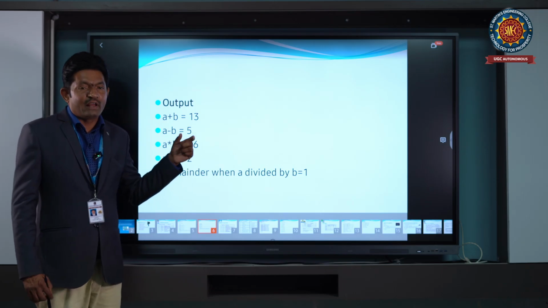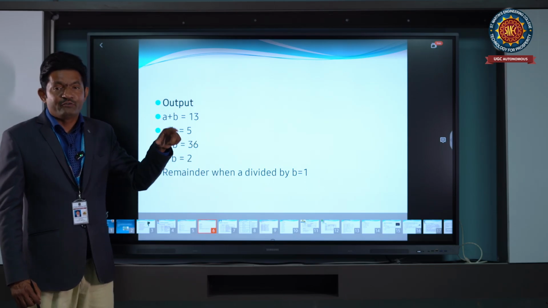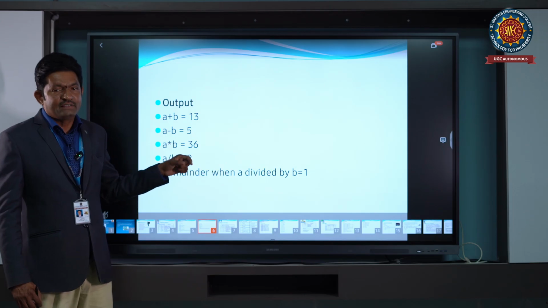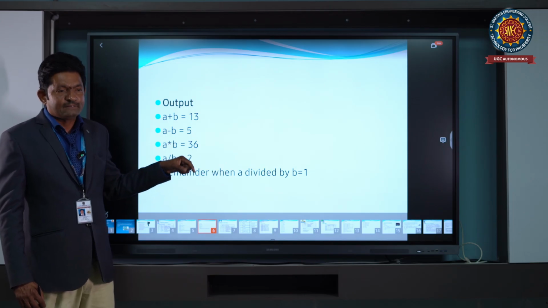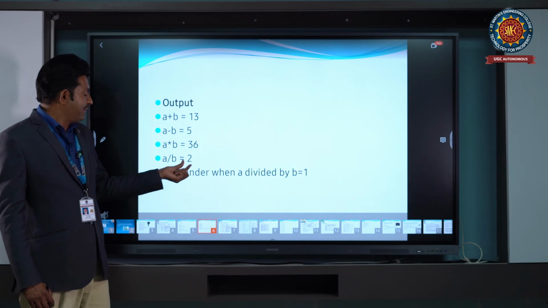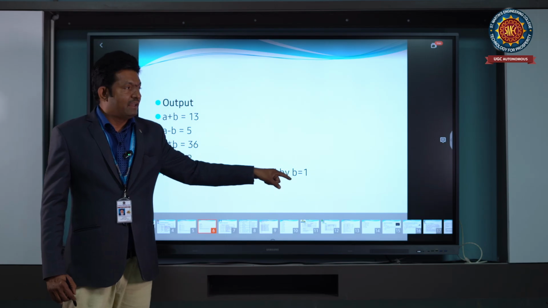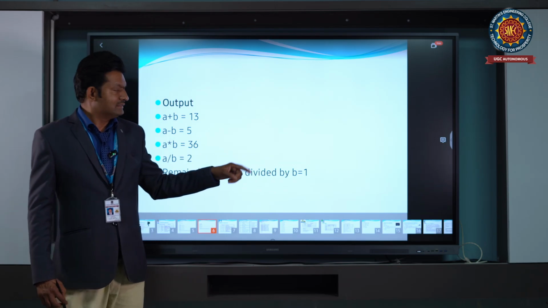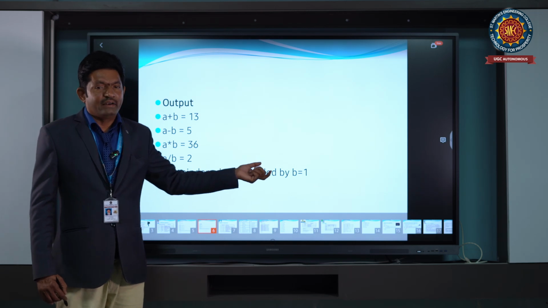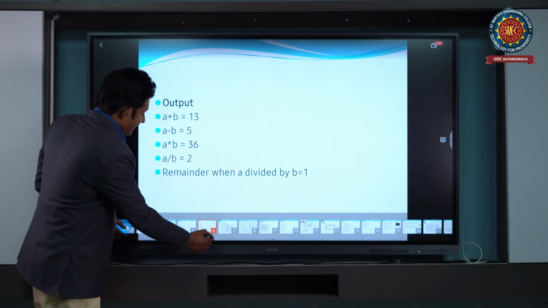Here, 9 by 4 is actually 2.5, but it is integer by integer, so it will print only the integer. That's why here A by B is equal to 2. And the remainder when A is divided by B, that is 9 by 4, the remainder is 1. So now it is printing that value, 1.